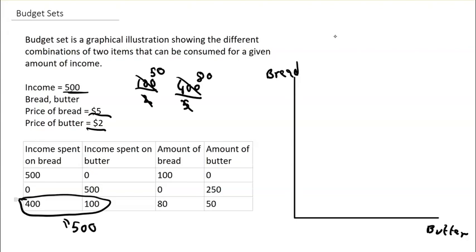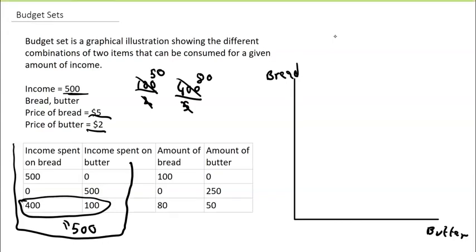So now, we use the income and the prices to construct this table. We constructed this part, and now we are going to use this part to draw our budget set. So let's look at the first part. The first combination is 100 bread, but 0 butter. So I'll go up here. Let's say this is 25, 50, 75, 100.